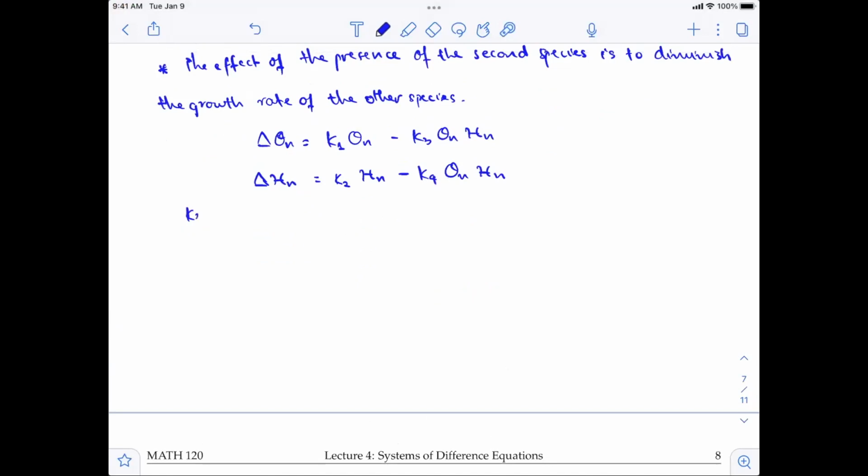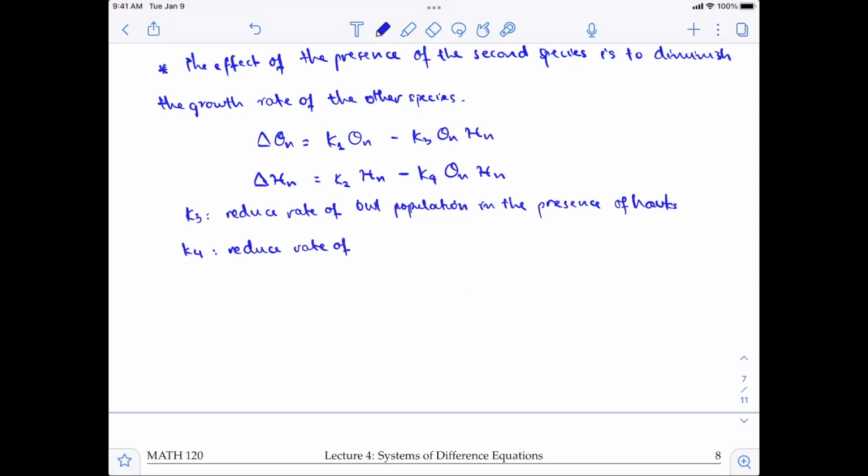So I want to note that K3 is the reduced rate of owl populations in the presence of hawks. And K4 is the reduced rate of, be careful here, the reduced rate of hawk populations in the presence of owls. Okay, so that's the system, right?